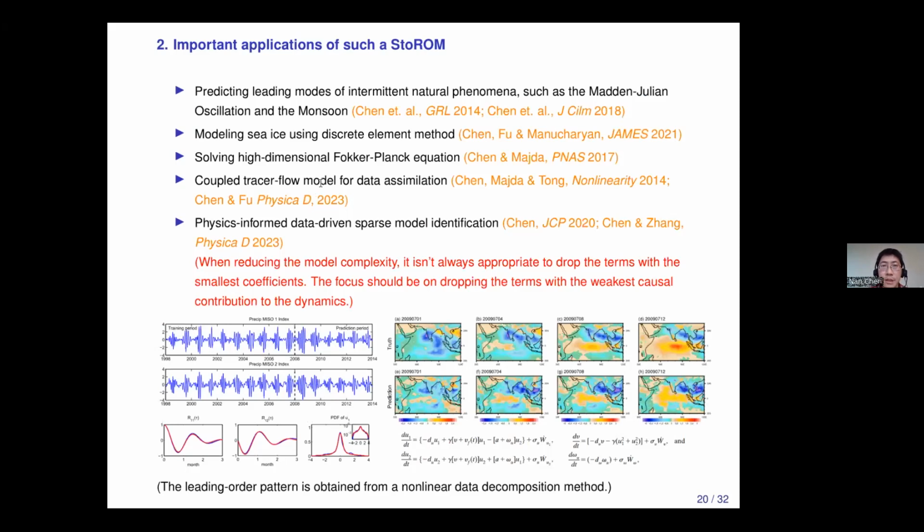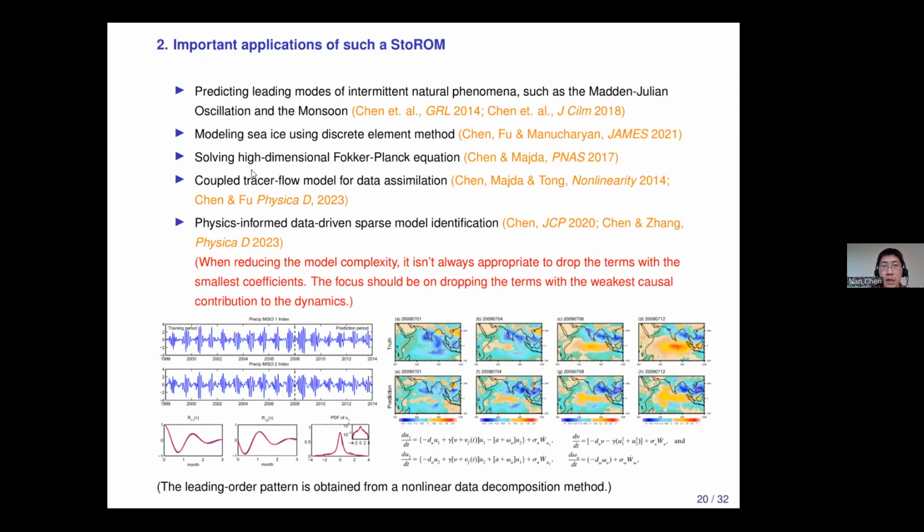So we use this equation to do data assimilation to recover the latent variable and do the forecast for this monsoon. And we also use this kind of model to build reduced models for CIs with the discrete element method. And because of this solvable analytical feature, this system actually allows us to solve this high-dimensional Fokker-Planck equation, which is a very useful tool to do the forecast.